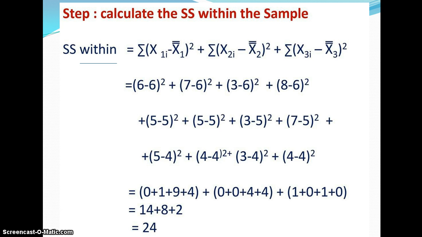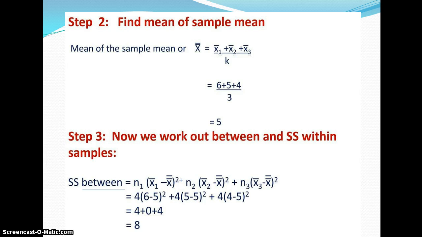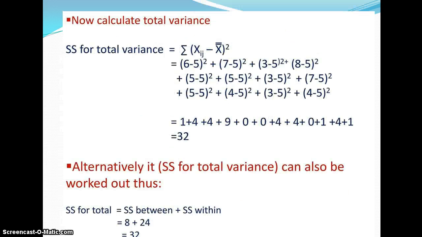It means that there are 12 values. This is first, second, third, fourth, this 4, 8 and this 4, 12. There are 12 samples. The value of sum of square within is equal to 24. Sum of square within the value is 24 and sum of square between the values is 8.